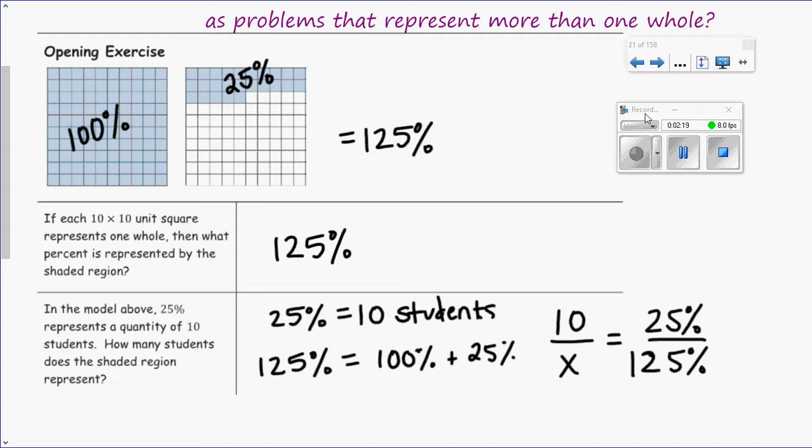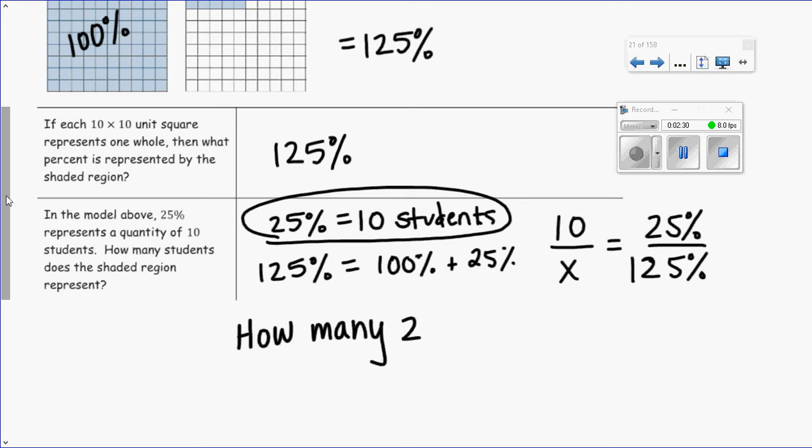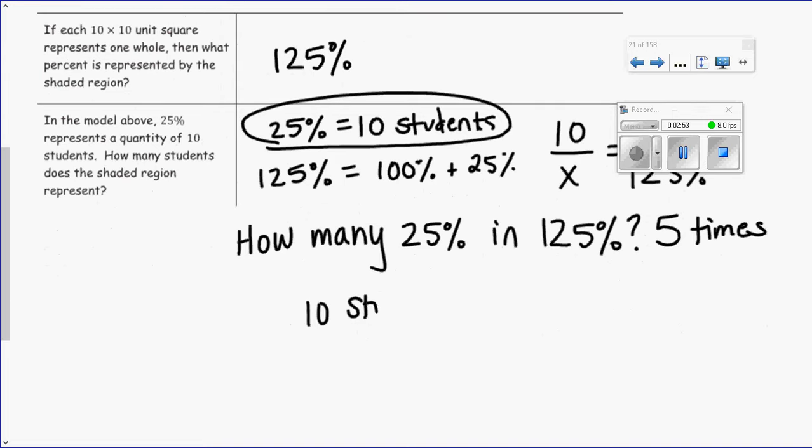What I'm going to do is I'm going to show you that if 25% is 10 students, how many 25% are in 125%? And if you're not sure, think like money, like how many 25s go into 125, or how many quarters would that be in $1.25? Okay, if you figured it out, you can keep listening. If not, you can pause it and try it. There's 5 times, okay? So what we can do is we can take those 10 students and multiply by 5. And that gives us 50 students total.